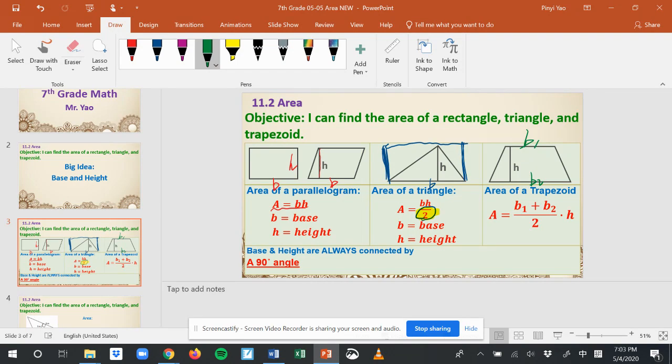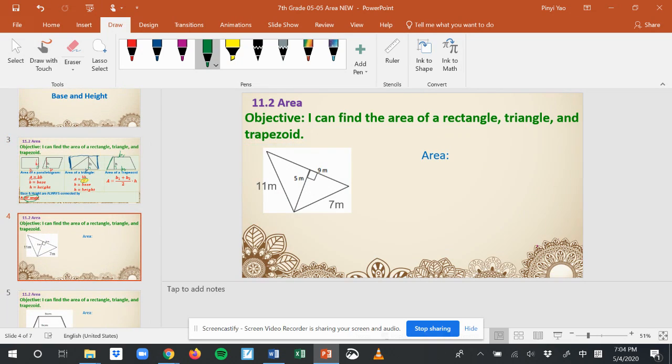Another thing is the relationship between base and height. The base will always form a 90-degree angle with the height. So that's a 90 degree, that is a 90 degree, 90 degree right here, 90 degree right here. So we're not going to say this is the height because that's not directly perpendicular or making a 90-degree angle with the base. Now that we have seen all these formulas, let's get to some examples.